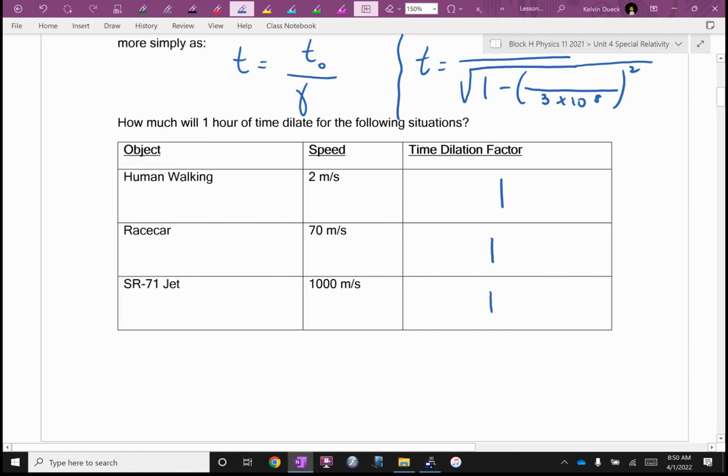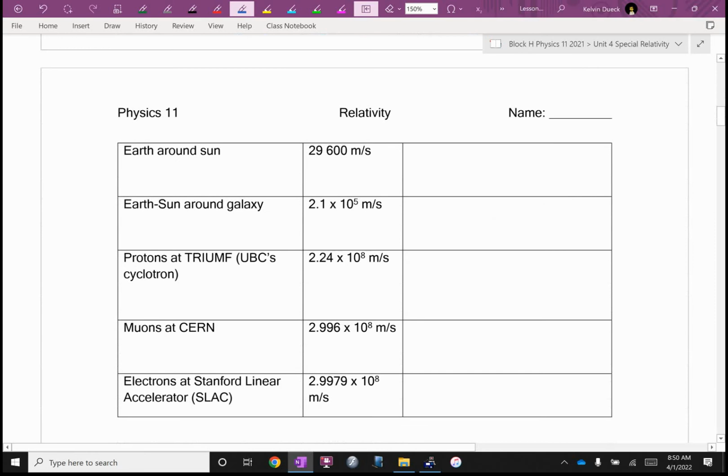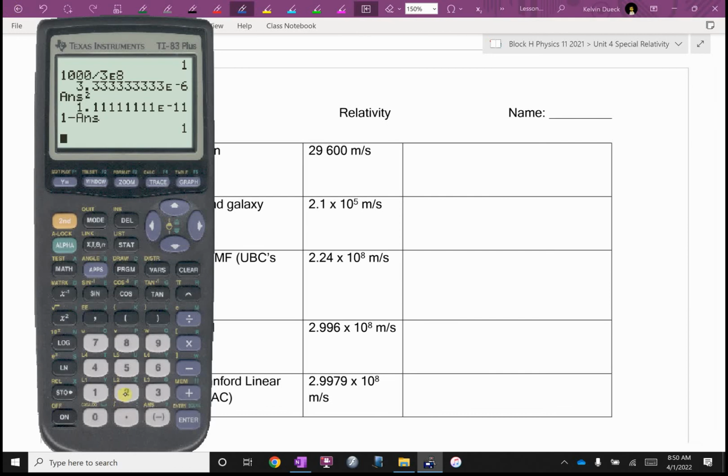I thought for a while as I was making this up, what else moves? You know what else moves fast? The Earth moves around the sun really fast. So I said, let's try putting 29,600 in, divided by 3 times 10 to the 8th. And I got 9.86 repeating times 10 to negative 5. Hit my x squared button. Then I went 1 minus that. Ha-ha! I got an answer.